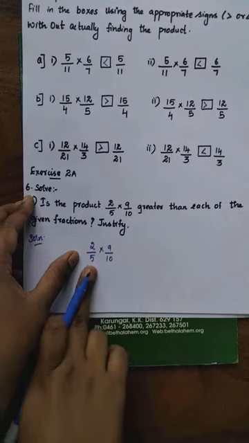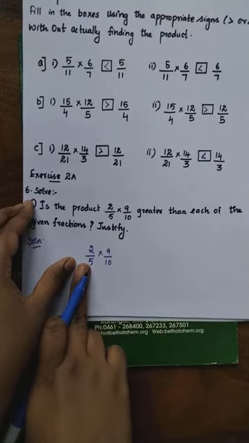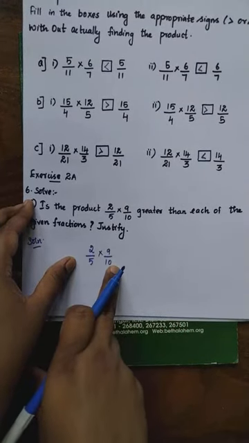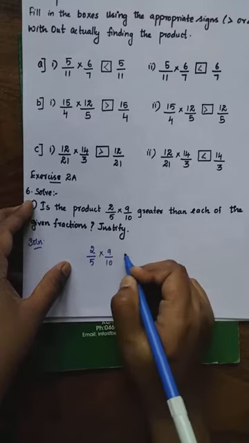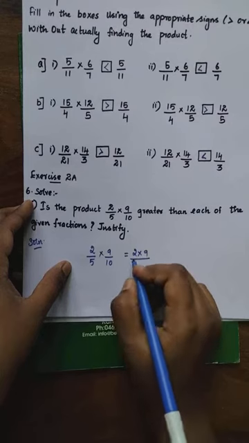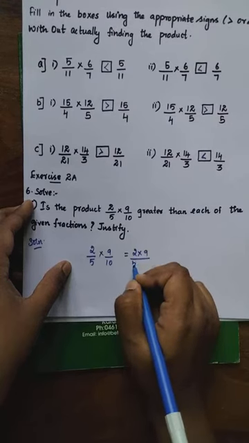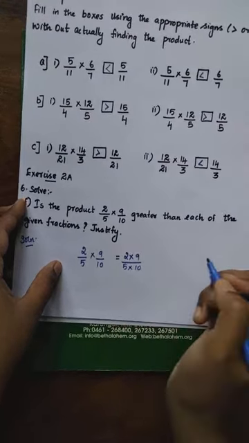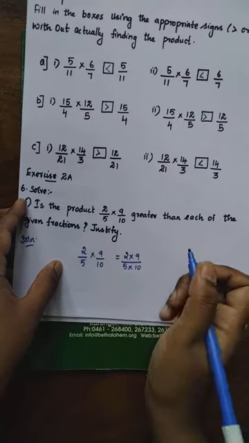Here both are which type of fraction? 2 by 5 is a proper fraction. 9 by 10 is also a proper fraction. First multiply the numerators: 2 into 9 divided by 5 into 10.